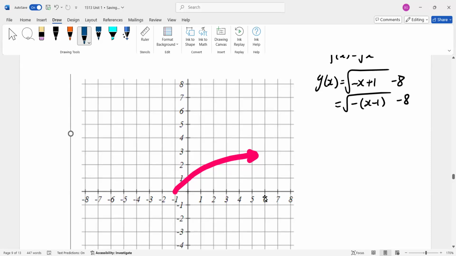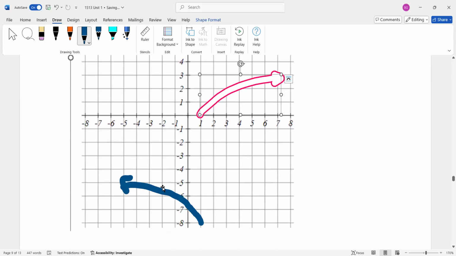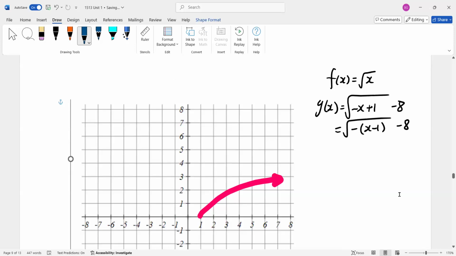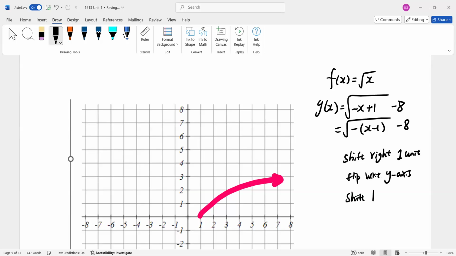Shift to the left. What? Hold on. My bad. Shift to the right. I made a mistake. I apologize. Shift to the right 1 unit. And then flip with respect to the y-axis. And then shift down 8 units.